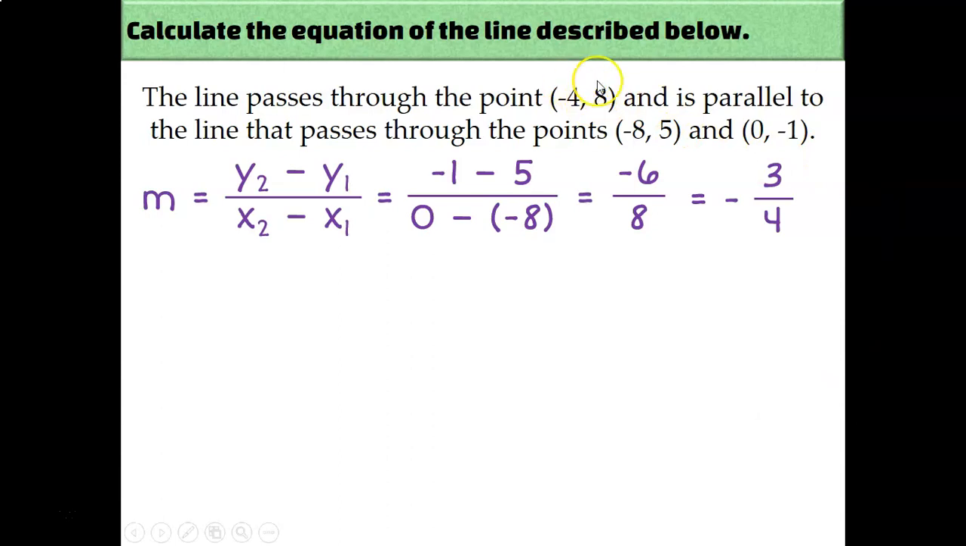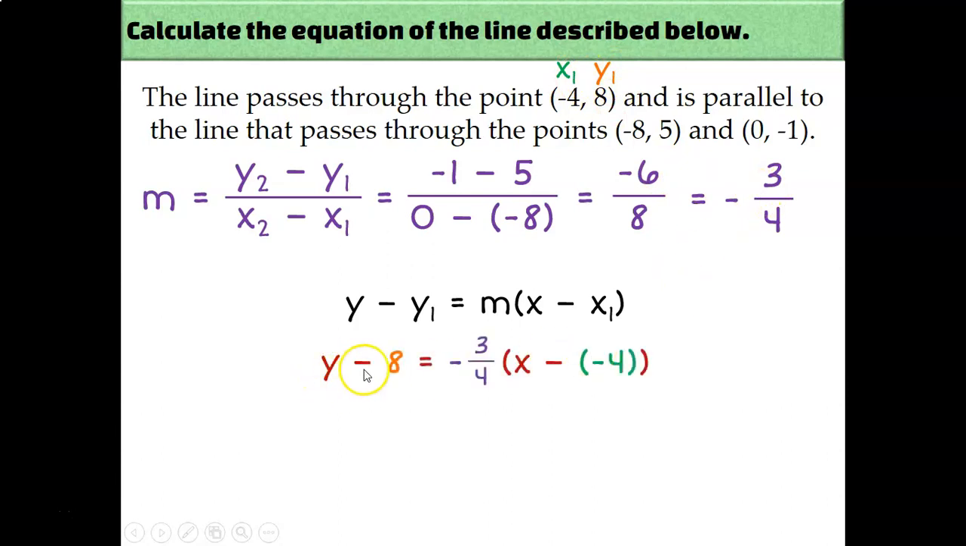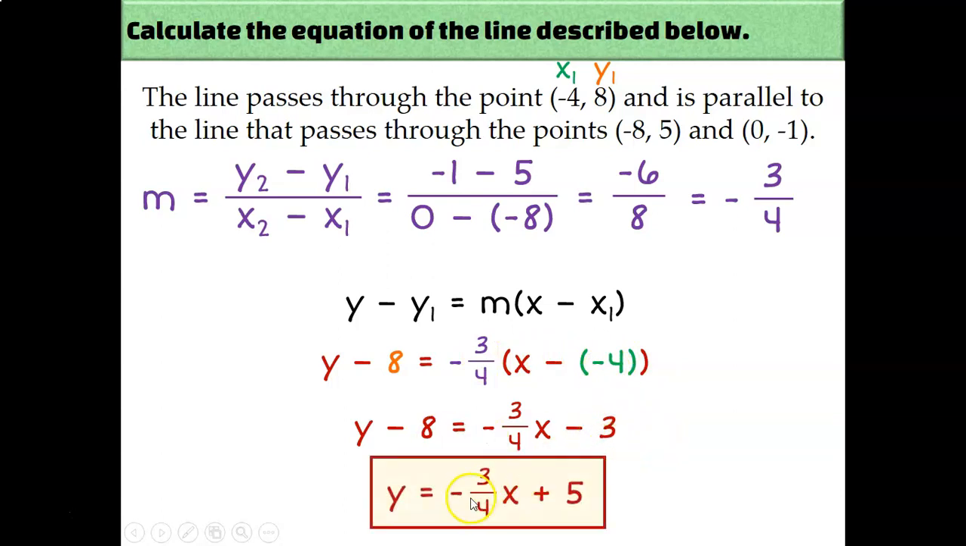And now we'll be using this other point, -4, 8, as x1 and y1 in our equation. So let's fill out our point slope form with this x1 and y1 and this as our slope. So I get y minus 8 equals -3/4 times x plus 4. Then I'll distribute. -3/4 times x is just -3/4 x, and -3/4 times +4 is -3. Then I'll add my 8, and my answer is -3/4 x plus 5.